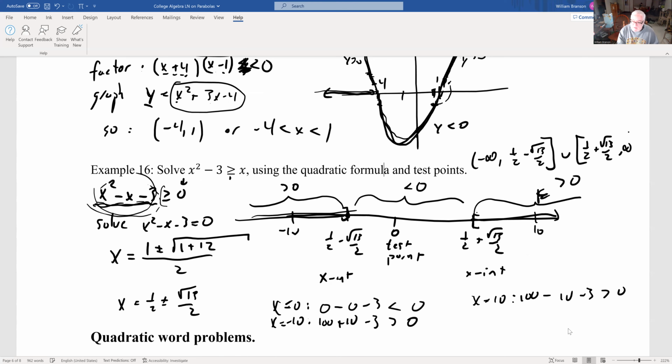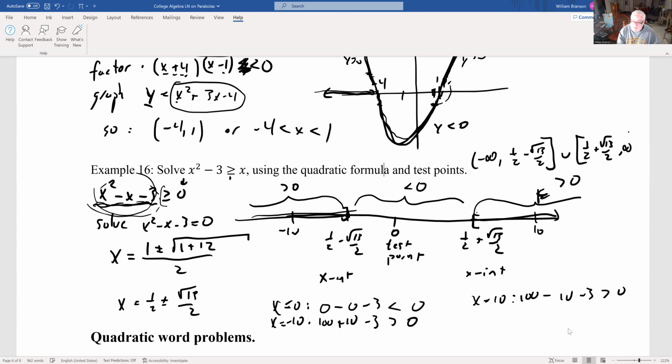And if you graph the parabola, actually, if you think of this as my x-axis, if you graph the parabola, it would look like that. Down here, it's negative. Out here, it's positive. Out here, it's positive. It opens up, so it's positive on the sides.